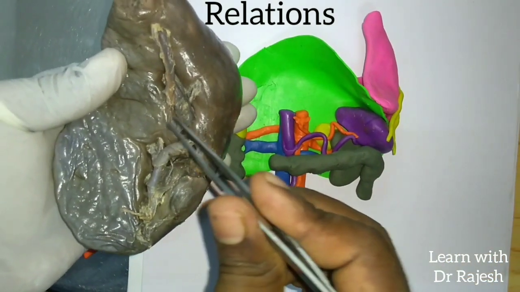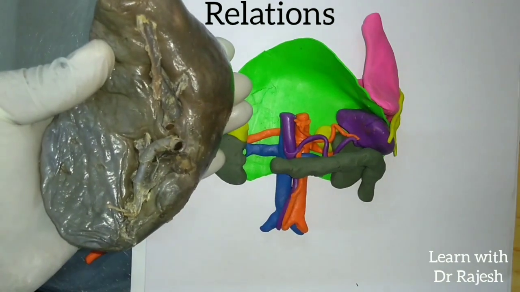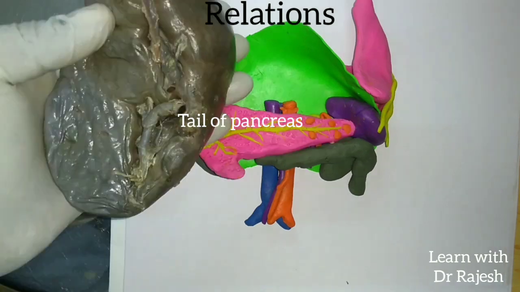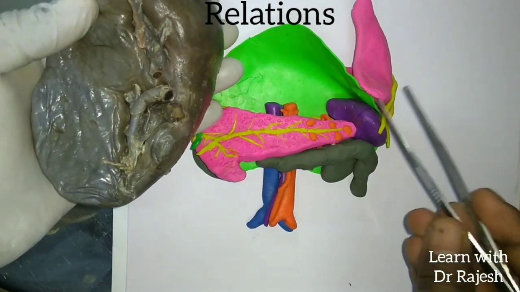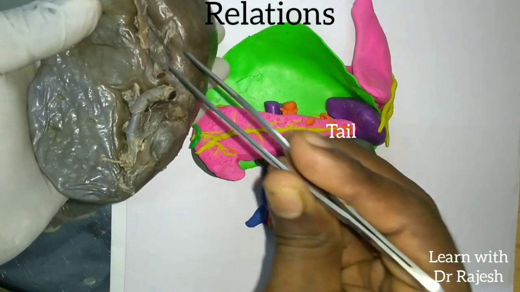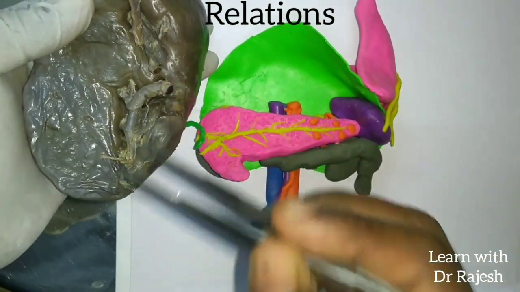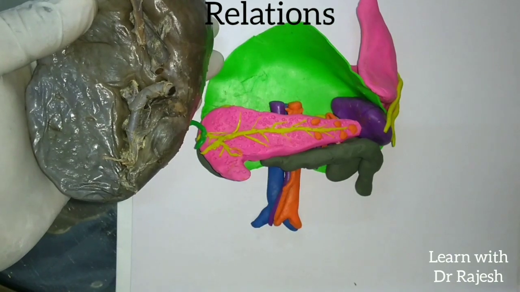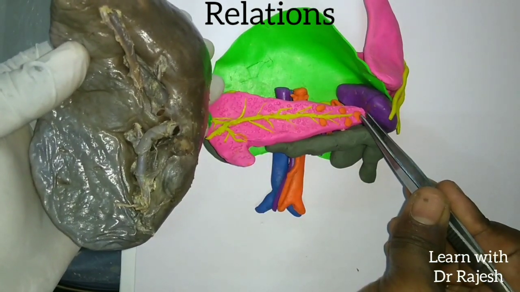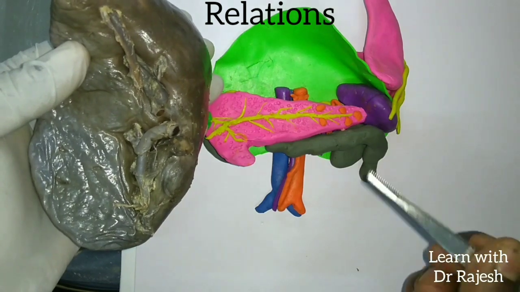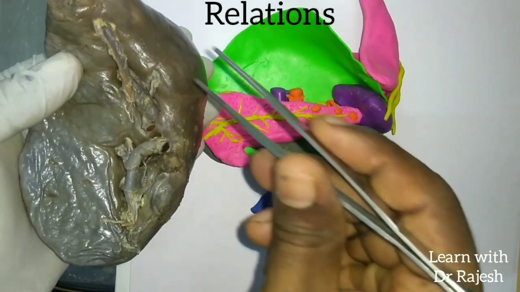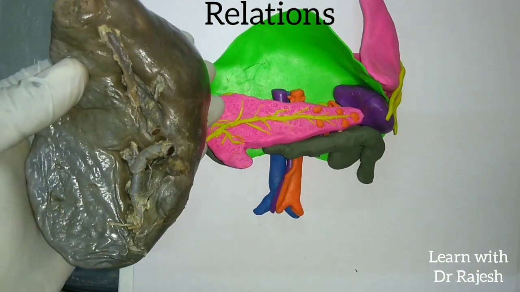And this hilum is related to the tail of the pancreas. This is the pancreas, and this is the tail of the pancreas, which is related to the hilum of the spleen along a ligament, the lienorenal ligament. The tail of the pancreas is present inside the lienorenal ligament, and it is related to the hilum of the spleen. So these are all the visceral relations of the spleen.